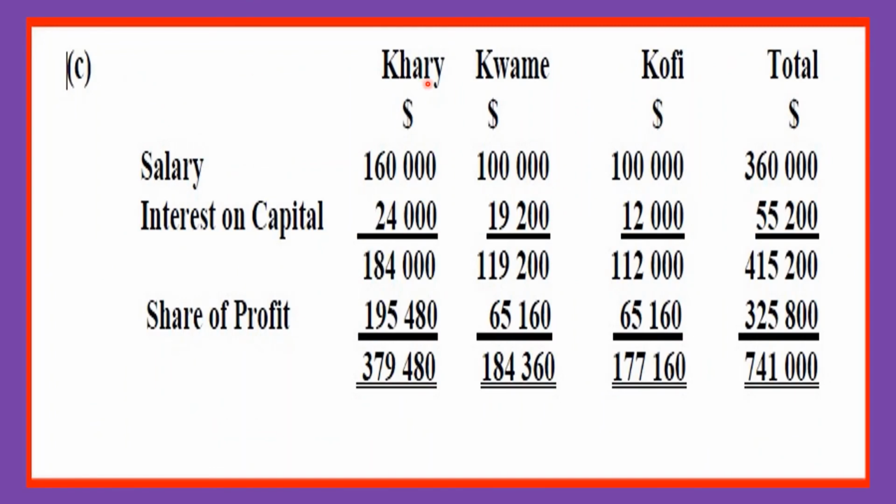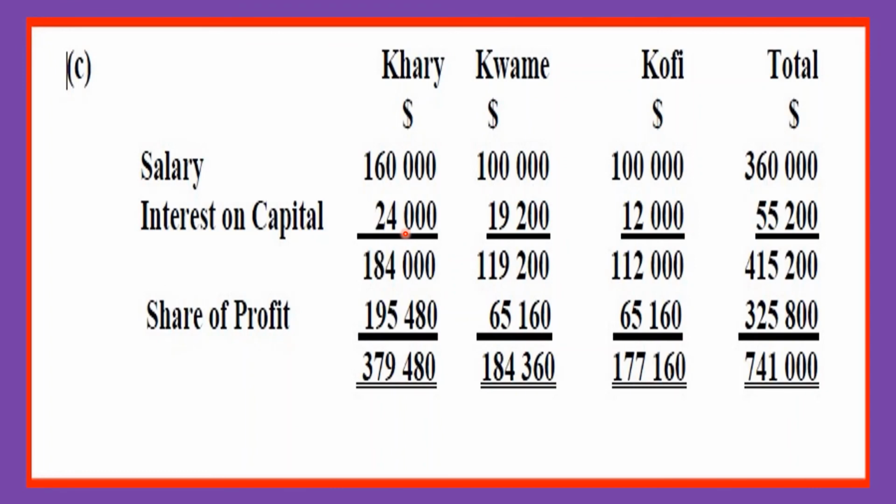We could do the answer in three columns like this, one for Kari, one for Kwame, and one for Kofi, and a total column here that controls it to tell us what it balances back to, the 741,000. So first we will give them their salary, 160,000, 100,000, and 100,000, giving us a total of 360,000.